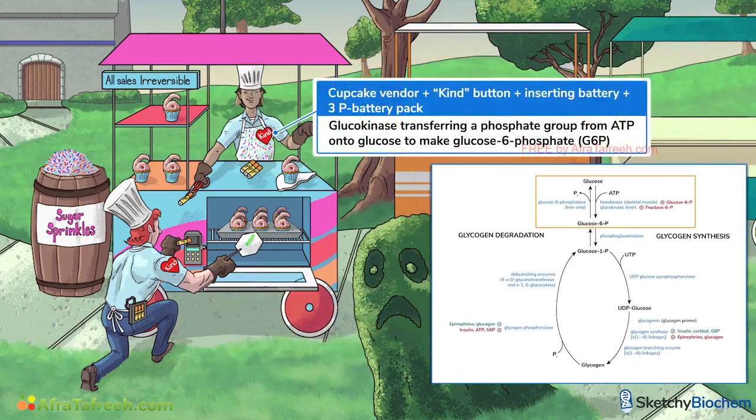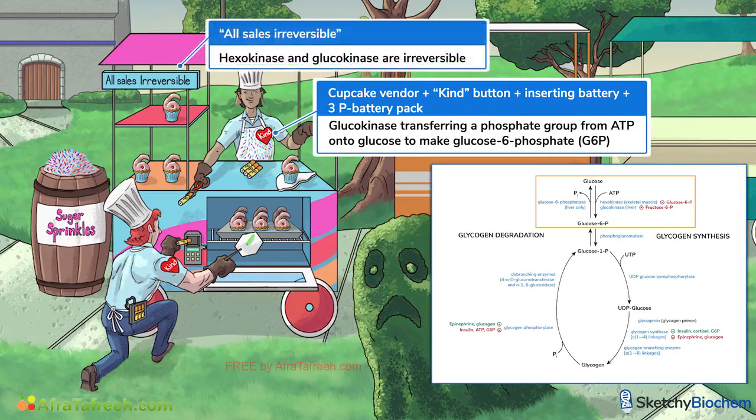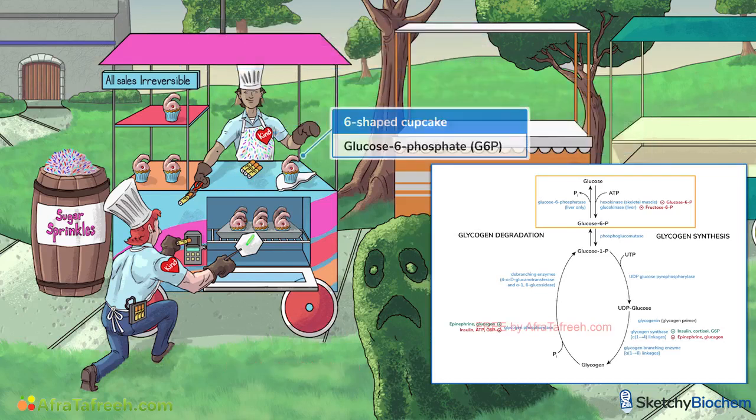Meanwhile, the cupcake vendor with a kind button also replacing the P battery in the P battery oven is glucokinase. "All sales irreversible" will help you remember that both of these enzymes catalyze irreversible reactions. The product is glucose 6-phosphate, or G6P, represented by the 6-shaped cupcake.